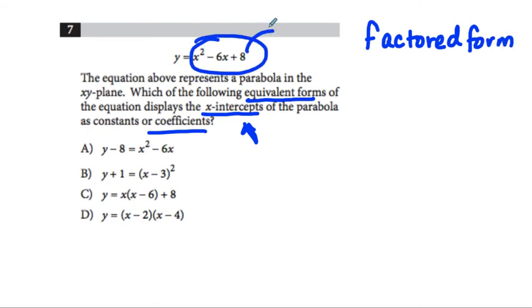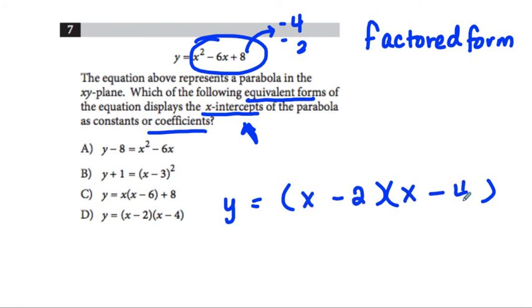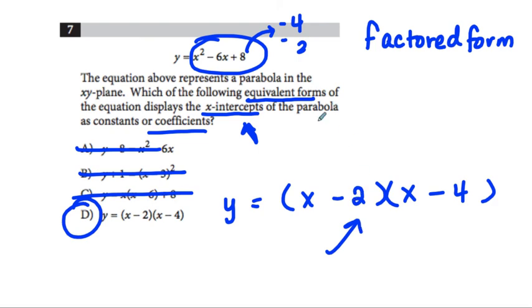So I'm looking for the factors of 8, things that multiply to a positive 8 that add to a negative 6. That would be 4 and 2, and they would both need to be negative. So y equals (x minus 2)(x minus 4). And I look at these equations, and D is the only one in factored form. I would have eliminated the others because those aren't factored form, and when I factored it, that is exactly what I got. So remember, when it asks for constants in the equation, the equivalent form, you have to think of one of those three forms.